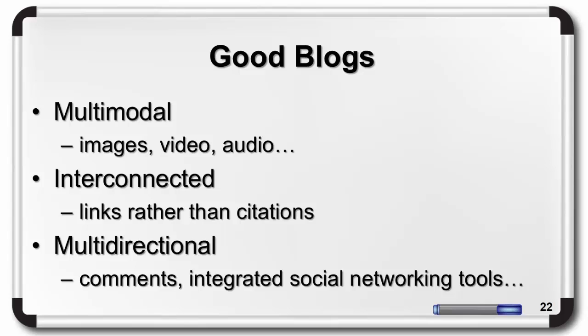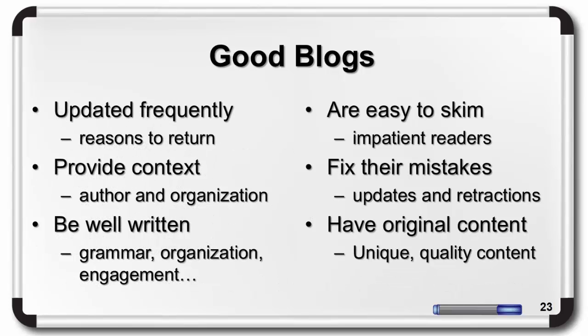Blogs are also much more multi-directional than their printed counterparts because readers can participate in and give feedback to the article. Good bloggers encourage dialogue and social exchange by compelling readers to comment and share their own ideas. There are many criteria that good blogs should follow. For example, they should be updated frequently to give readers reasons to return. They should provide the reader with context about the article, like author and organizational information. They should be well written. They should be easy to skim so impatient readers can access content without being discouraged and leaving. They should fix their mistakes with updates and retractions, and they should have original content that makes them unique so they can attract a niche readership.